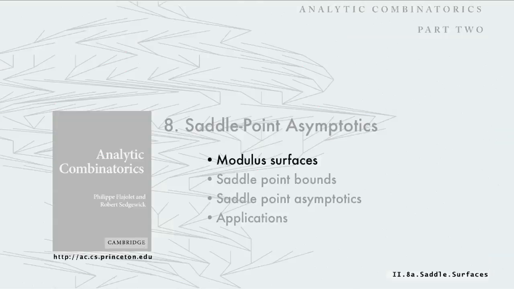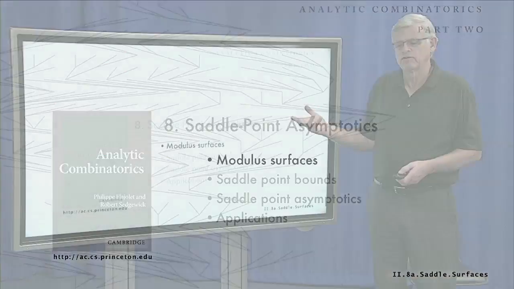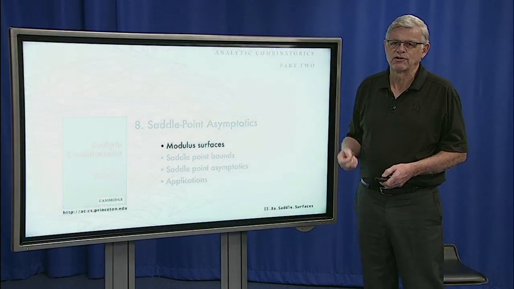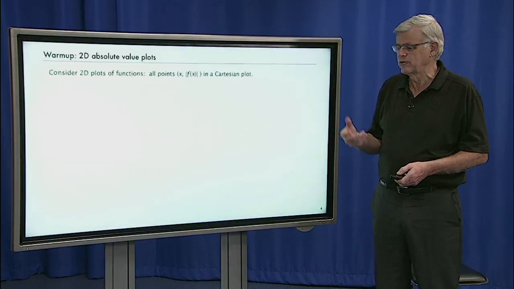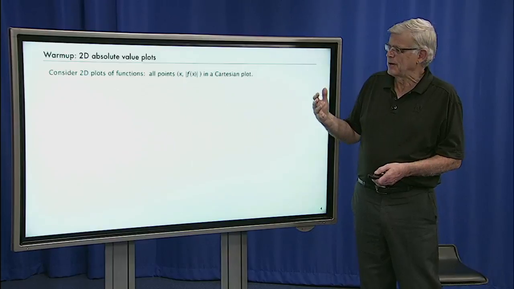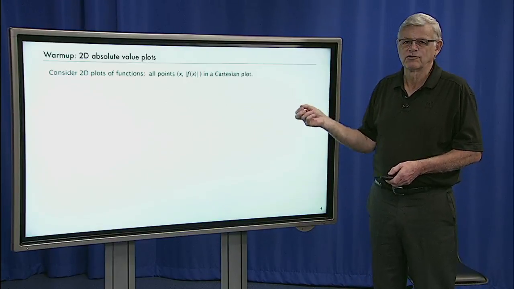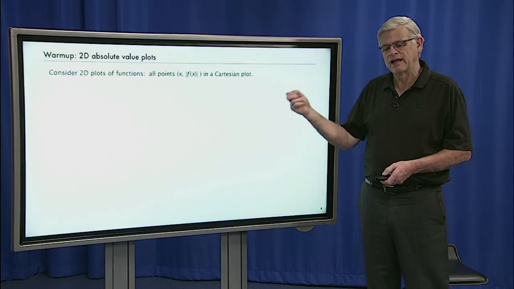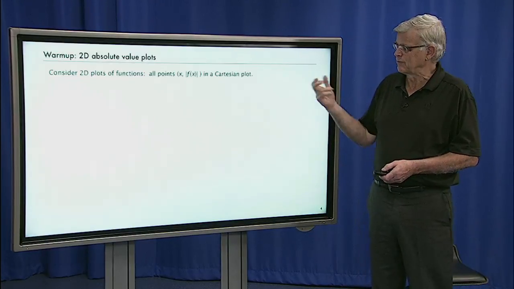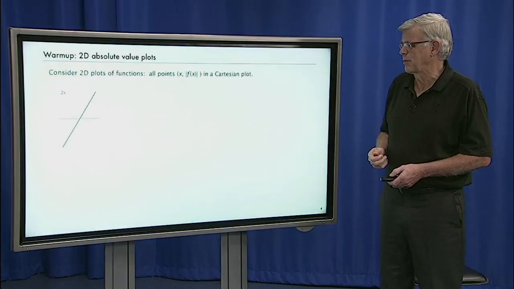To understand saddle point, we need to talk about modulus surfaces. This is a three-dimensional extension of what we've been using in 2 dimensions. To warm up, I just want to look at 2-dimensional plots of functions where we plot x versus the absolute value of some function of x in a Cartesian plot.